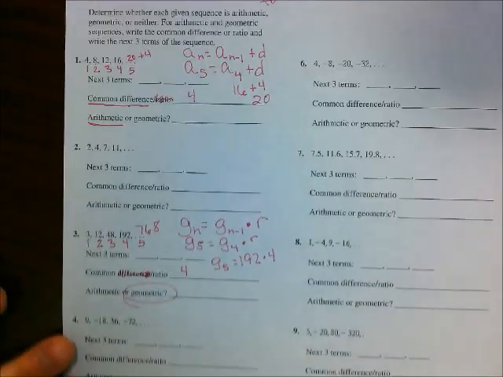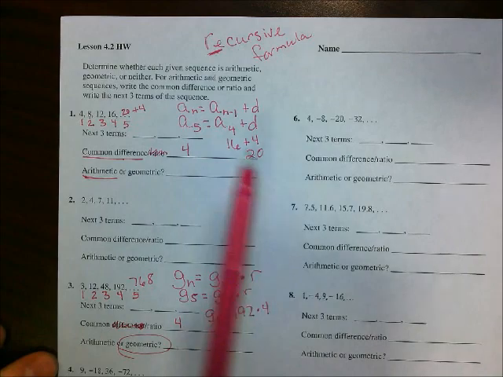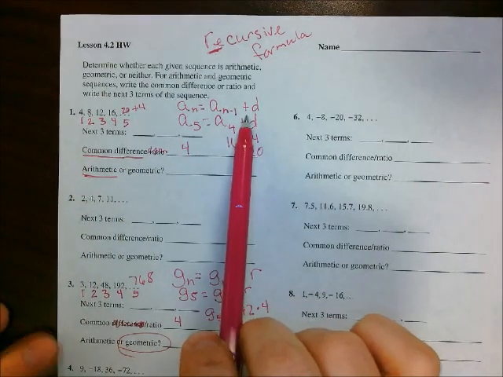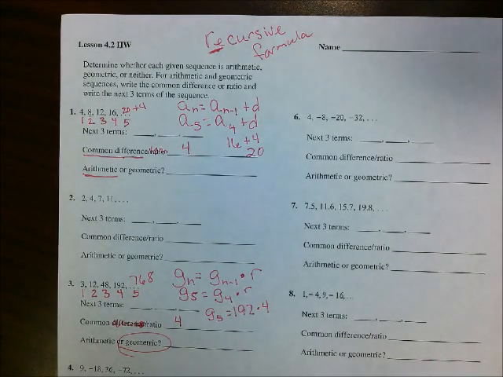And that's all the recursive formula is. It definitely sounds like it's more than it is, but really you just need to know the term before it, and then you either add for arithmetic or you're going to multiply for geometric just to get to that next term.